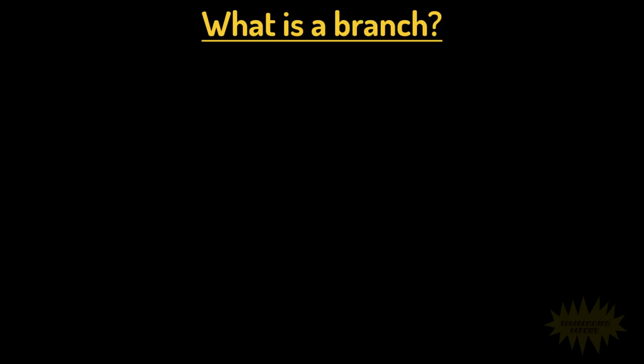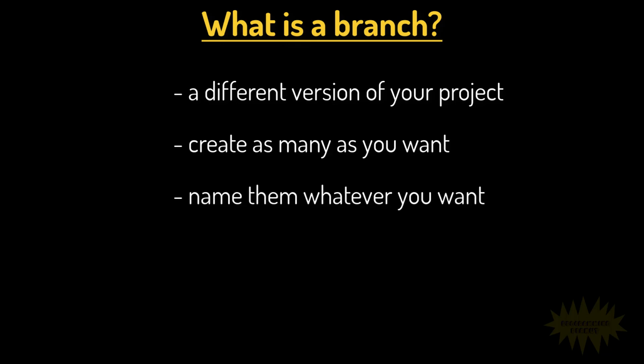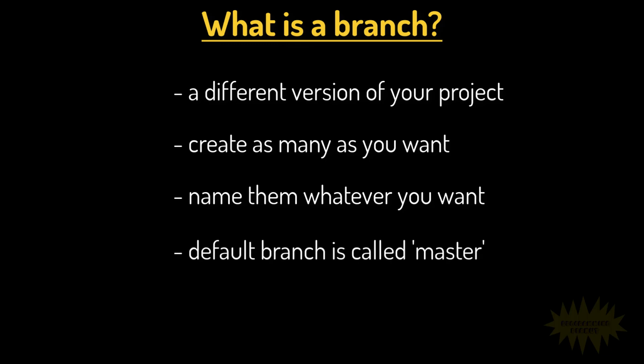All right, so a branch is simply a different version of your project. You can create as many different branches as you want, and you can name them anything you want. Although there is a naming convention that developers usually follow, but we'll go over that later in this video. Now, when you're starting from scratch, the default branch that you start off on is called the master branch. Now, there's nothing special about this branch other than it's the branch that you start off on, but it behaves just like any other branch that you'll interact with.